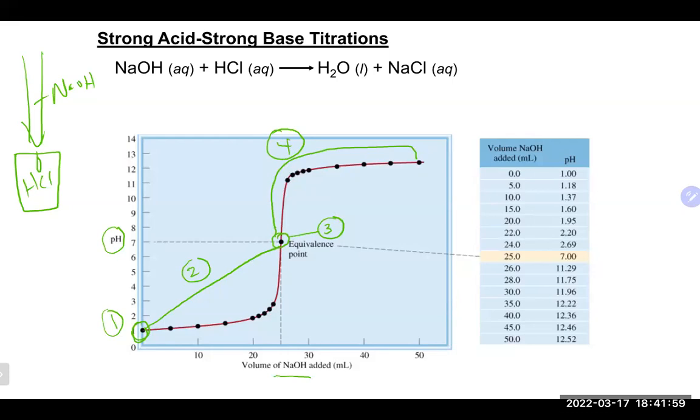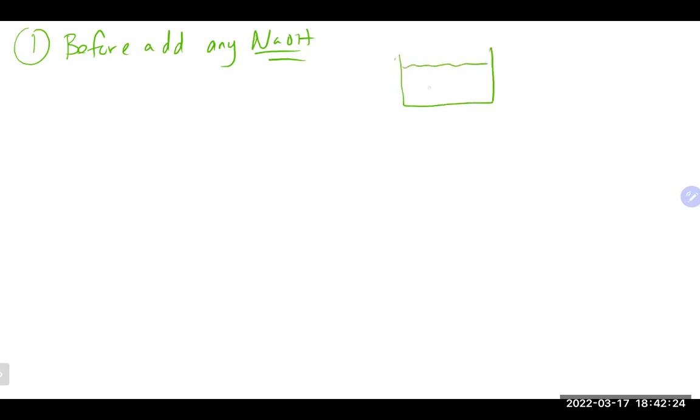So let's talk about what is happening in each of these spots. Let's start with the very first spot, before we add any sodium hydroxide. Before I add any sodium hydroxide in this particular case, what do I have in the beaker? I have just HCl, right? So if I wanted the pH at this point, how could I get the pH of HCl?